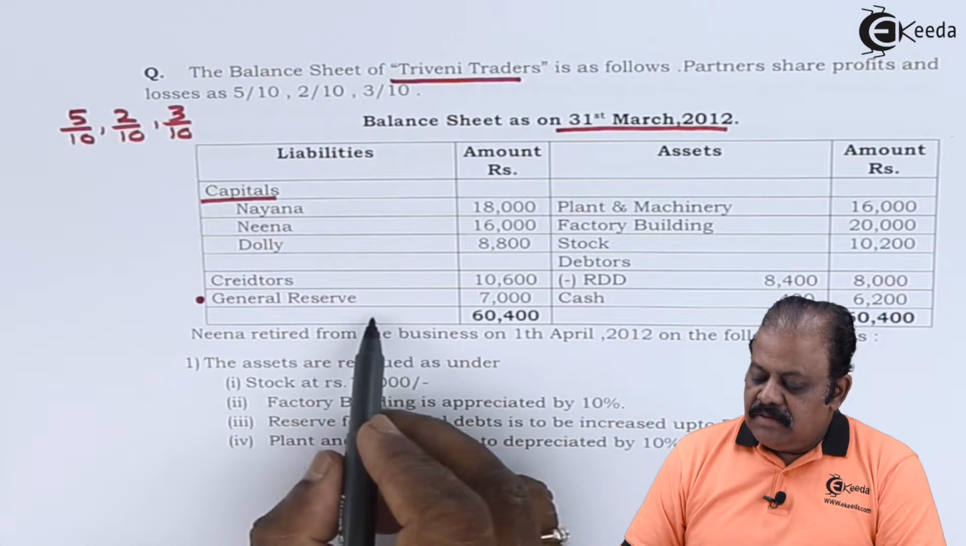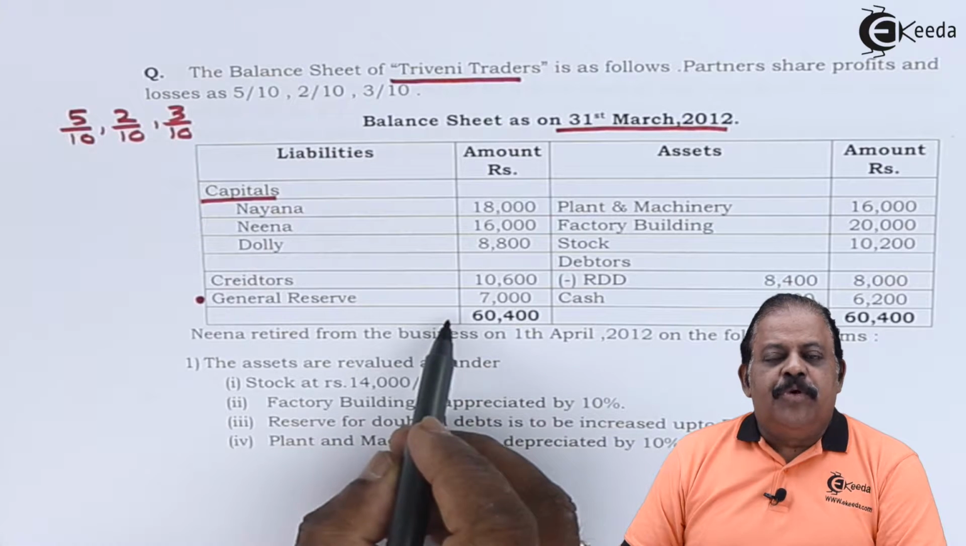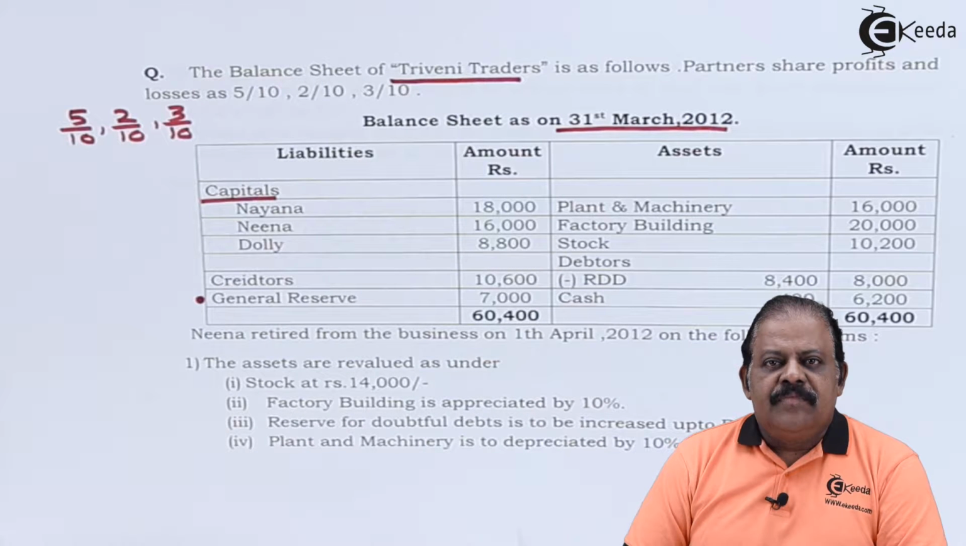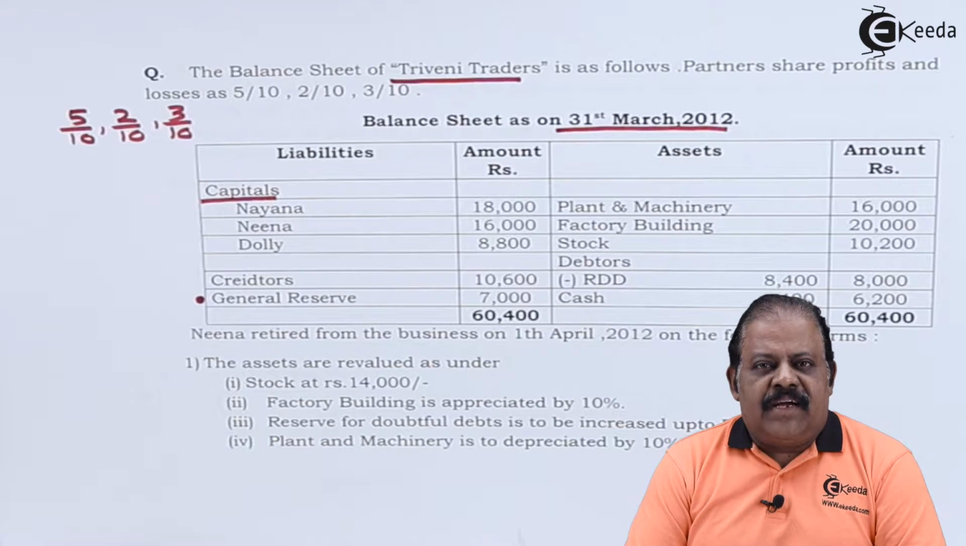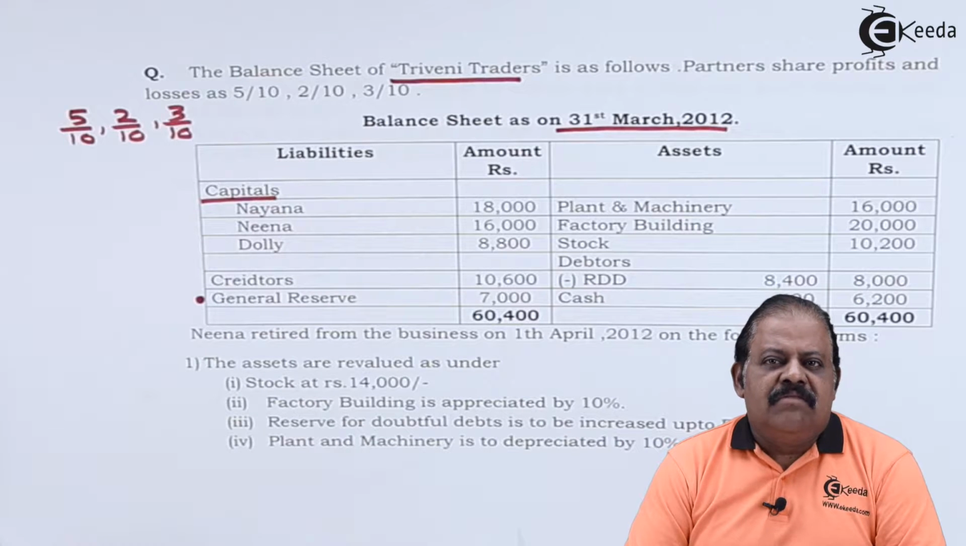General reserve is undistributed profit. We are required to consider this item at the time of retirement so that we can distribute this profit among all partners in their old ratio.